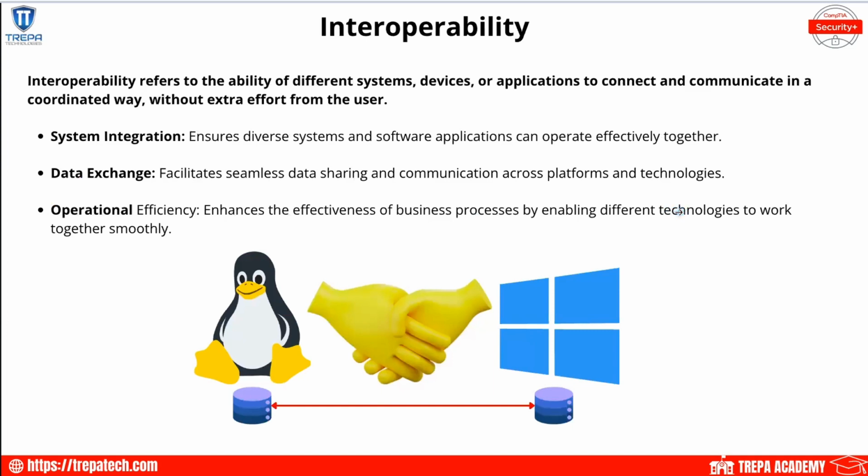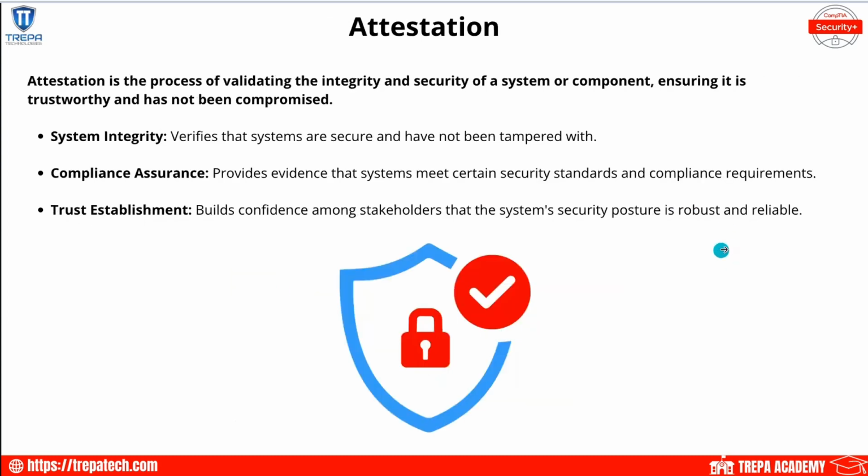Interoperability. This refers to the ability of different systems, devices, or applications to connect and communicate in a coordinated way without extra effort from the user. Attestation. Attestation is the process of validating the integrity and security of a system or component, ensuring it is trustworthy and has not been compromised.